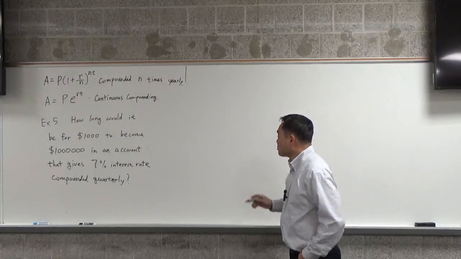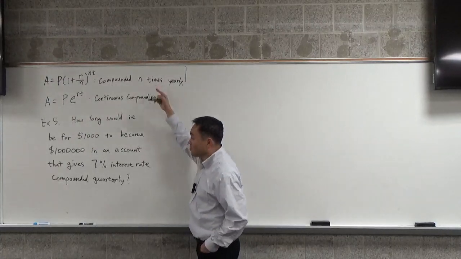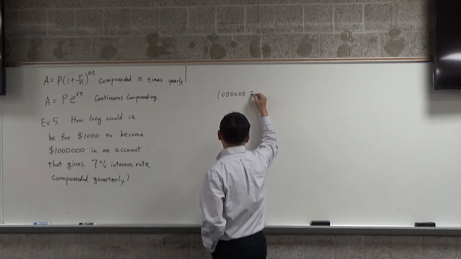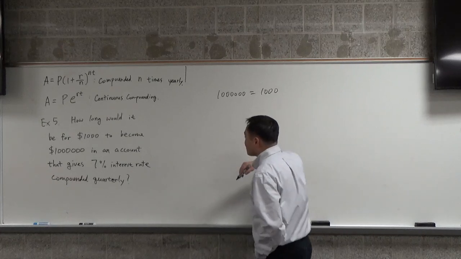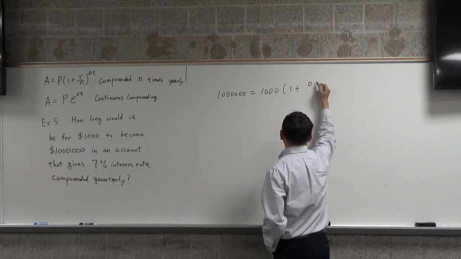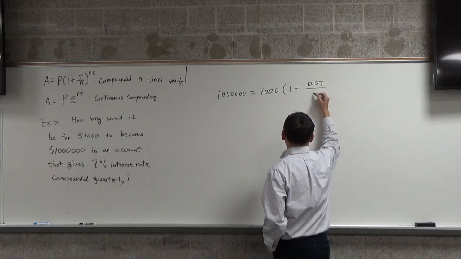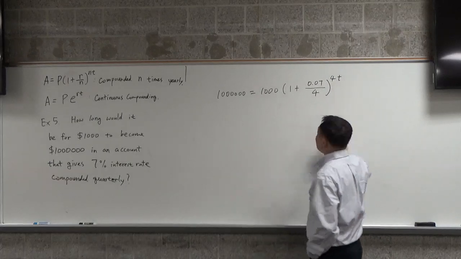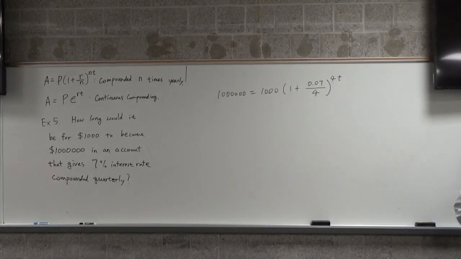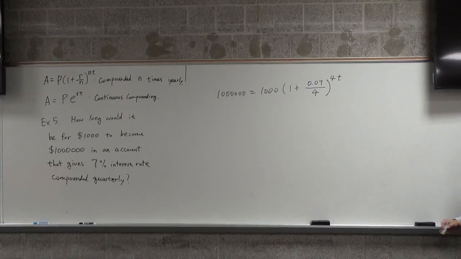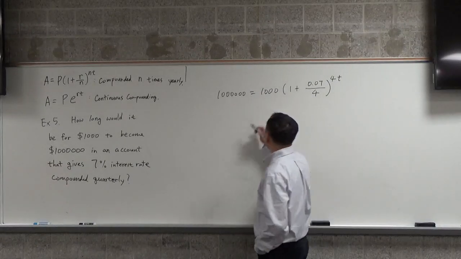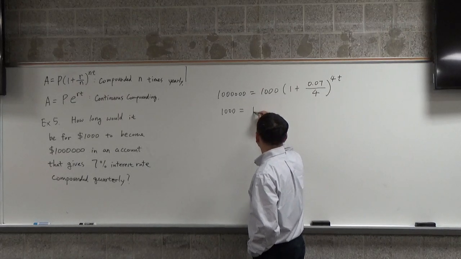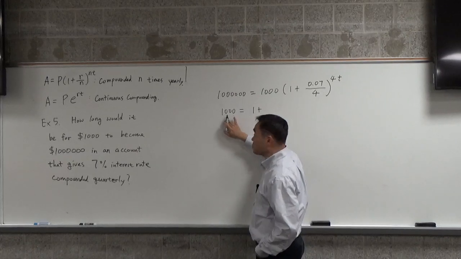All right, so let's try to solve this. You will still be using the first formula. So 1 million is your future value. Your original principal is just $1,000. The bank gives you 7% interest, and it's compounded quarterly, so it's 4 times. And it's really this t that's in question. We want to know what the t is. Okay, let's proceed. You divide by 1,000. A million divided by 1,000 will be 1,000.